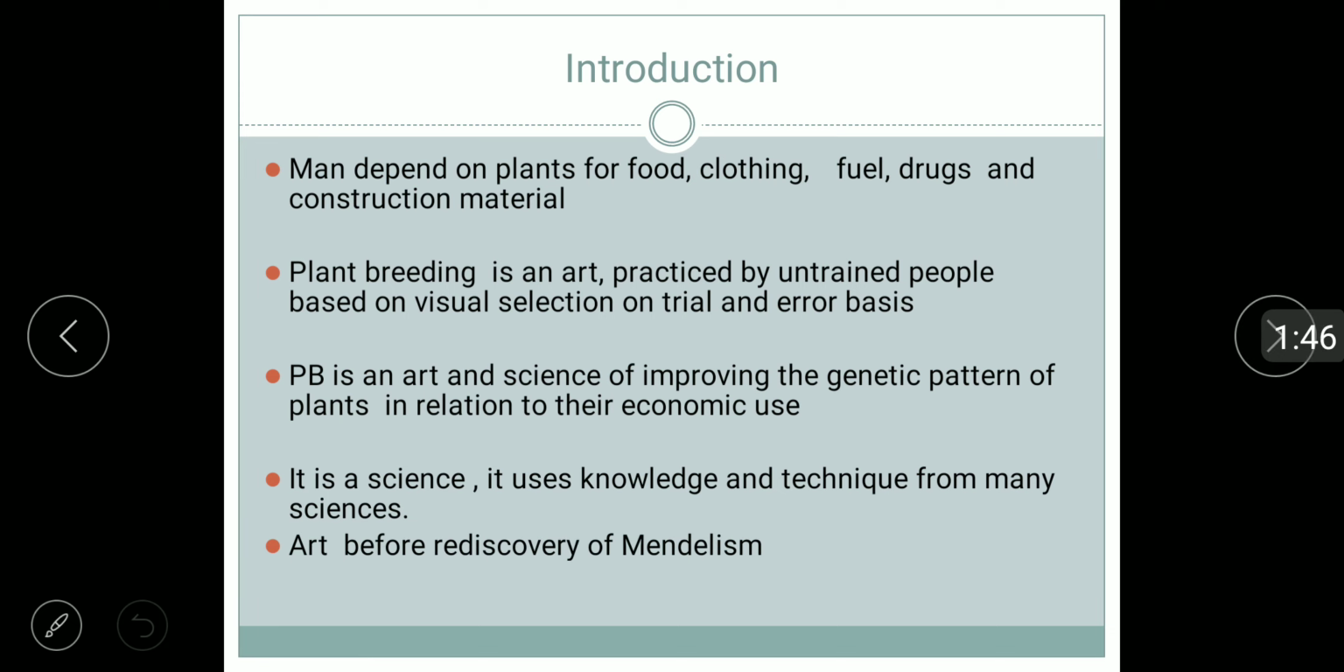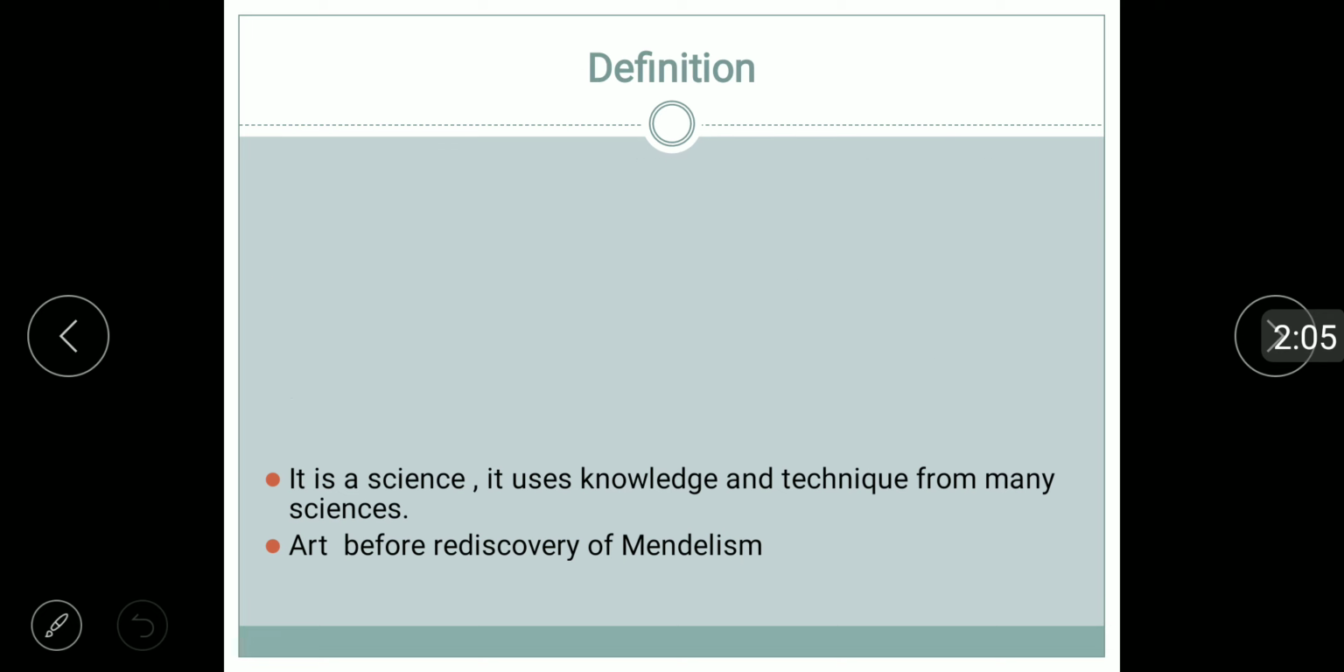And we know that plant breeding was an art before the discovery of Mendelism. After the discovery of Mendelism, as we know the laws of Mendel, we cannot say that it's only art. It's science and also technology.